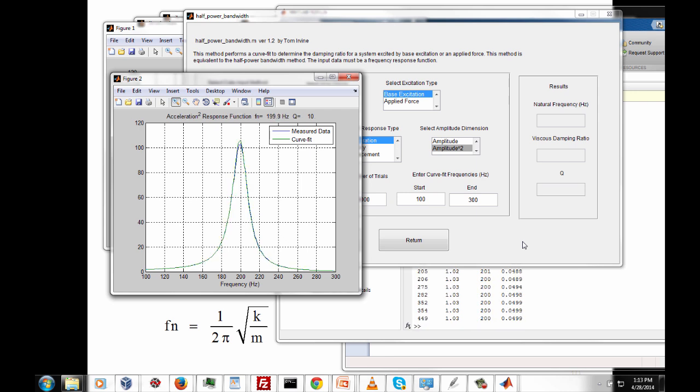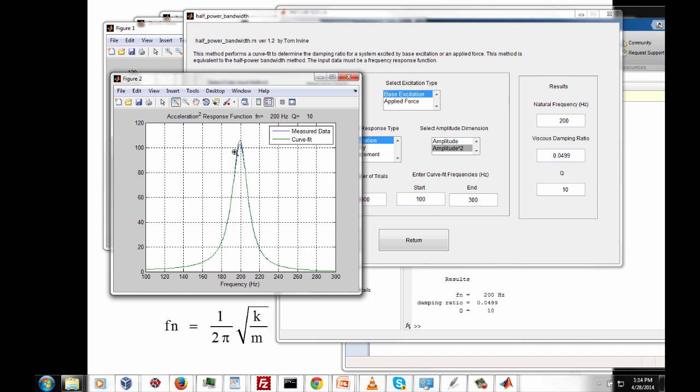So you can see we've got a good curve fit going on here. And we can look at real time. Every time we get a new best case for our curve fit, we see the numbers change and the graph change. So 200 hertz, system Q is equal to 10. So it turns out for this case, at least to the number of significant digits shown, our theoretical curve fit gave us exactly what we were expecting, both for the natural frequency and for the Q value.